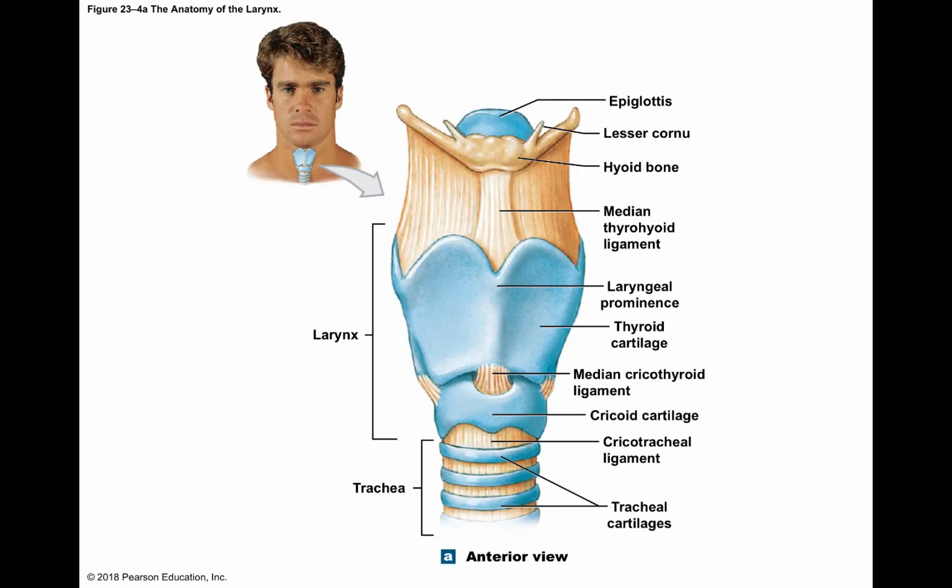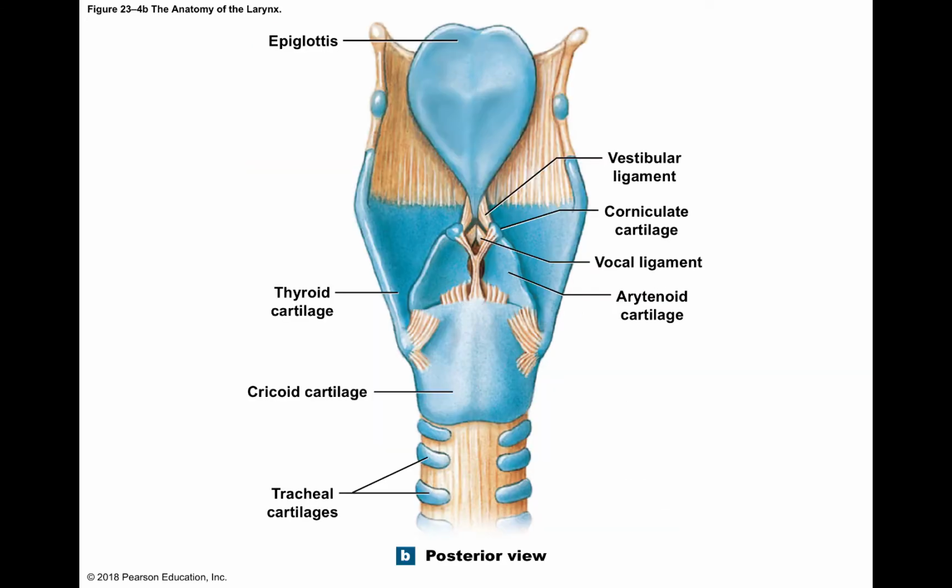So then right below the cricoid cartilage starts the trachea. And the trachea has several rings around it. It's about 4 to 6 inches long, and it has a lot of rings on it. The rings are open in the back. So if we look at the back, we can see that there are C-shaped rings that are open in the back, and that's because what sits right behind here is the esophagus.